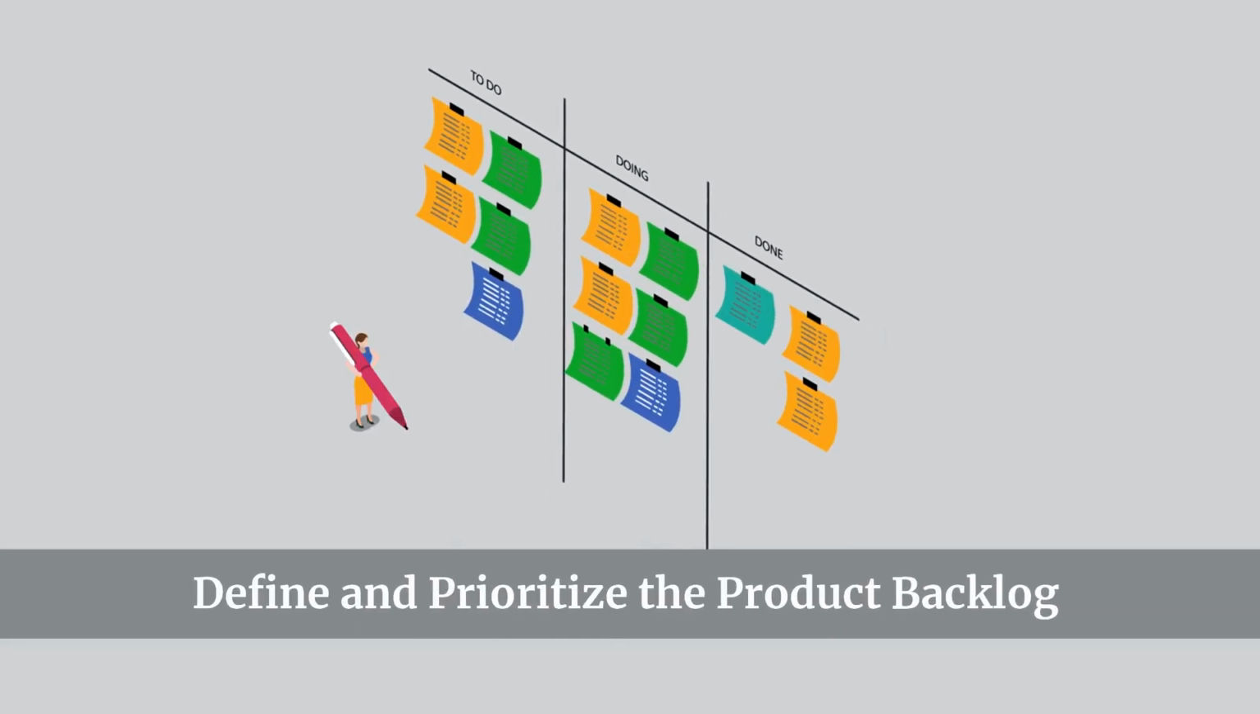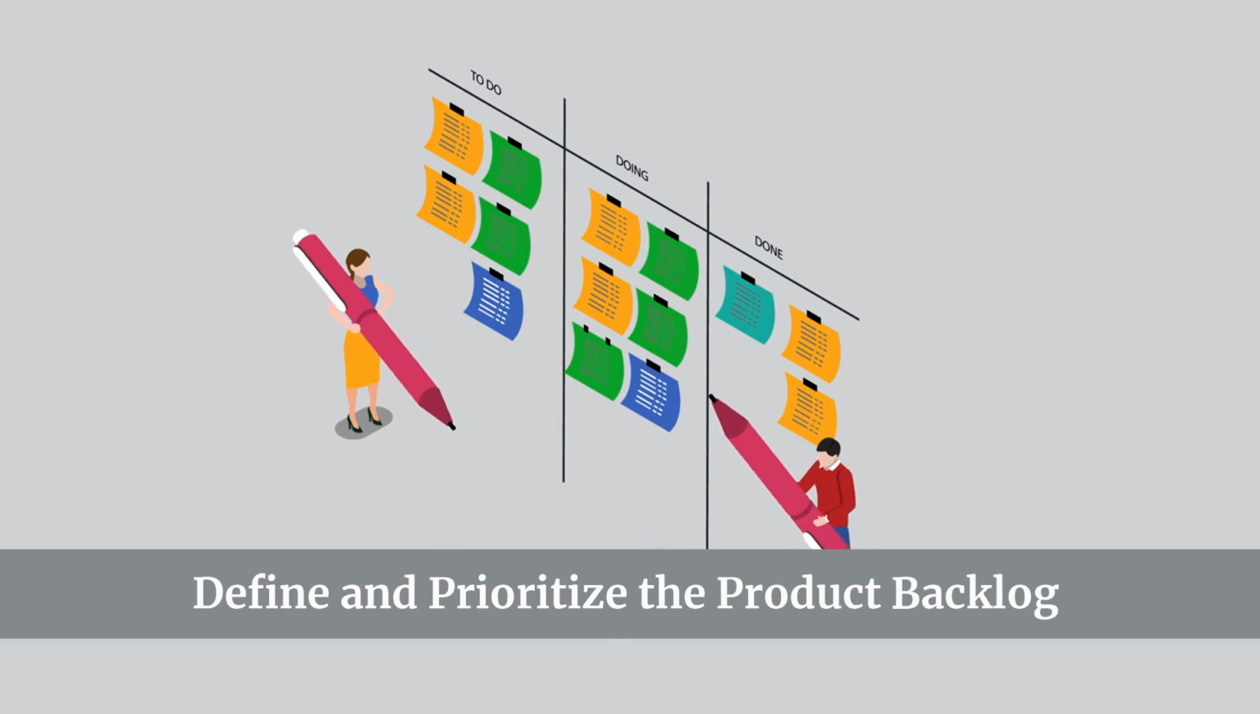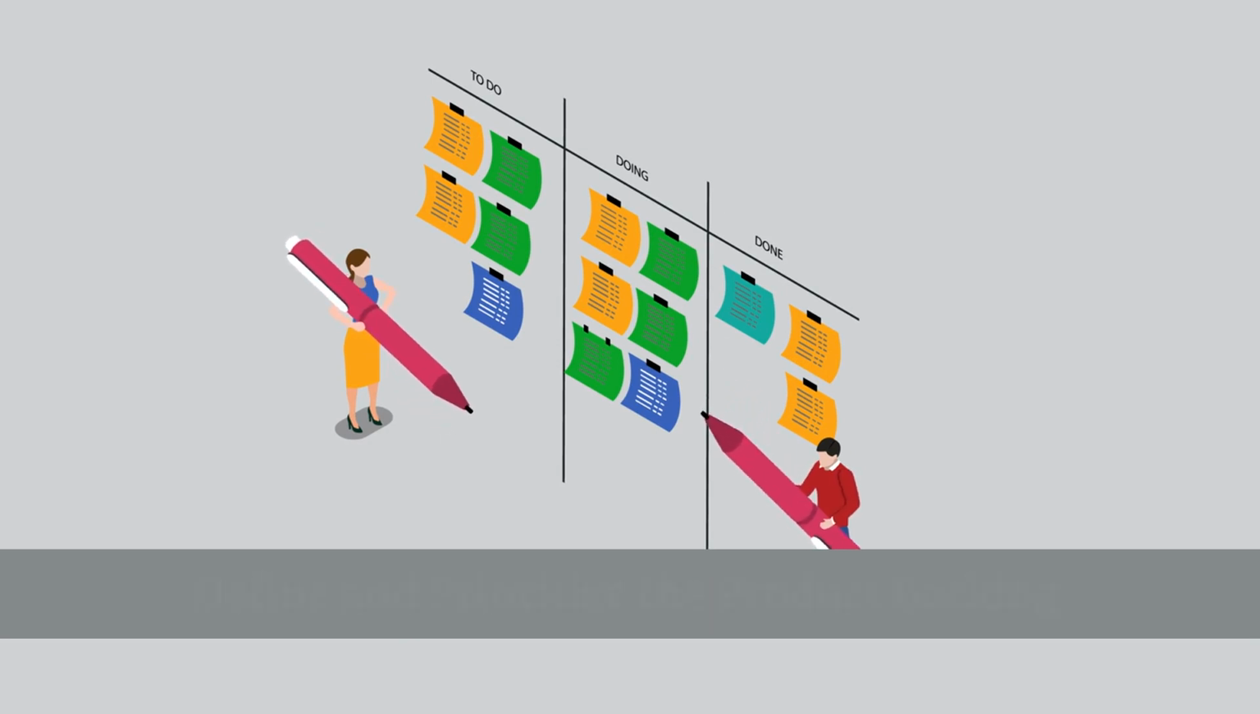Fifth, define and prioritize the product backlog. Collaboratively create a product backlog, a prioritized list of features, enhancements, and bug fixes. Work with the product owner to prioritize backlog items based on business value and dependencies.